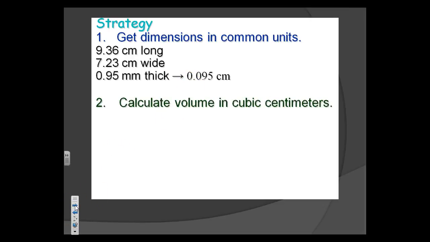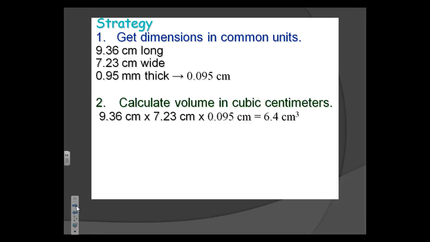Then we want to calculate the volume in cubic centimeters. So length times width times height, again, all in the same units. And we want to deal with sig figs as well. This has 3 sig figs. This has 3 sig figs. This has 2 sig figs because leading zeros are not significant, and when you multiply things together, you have to go with the least number of sig figs. So my answer can only have 2 sig figs, so it's 6.4 centimeters cubed.